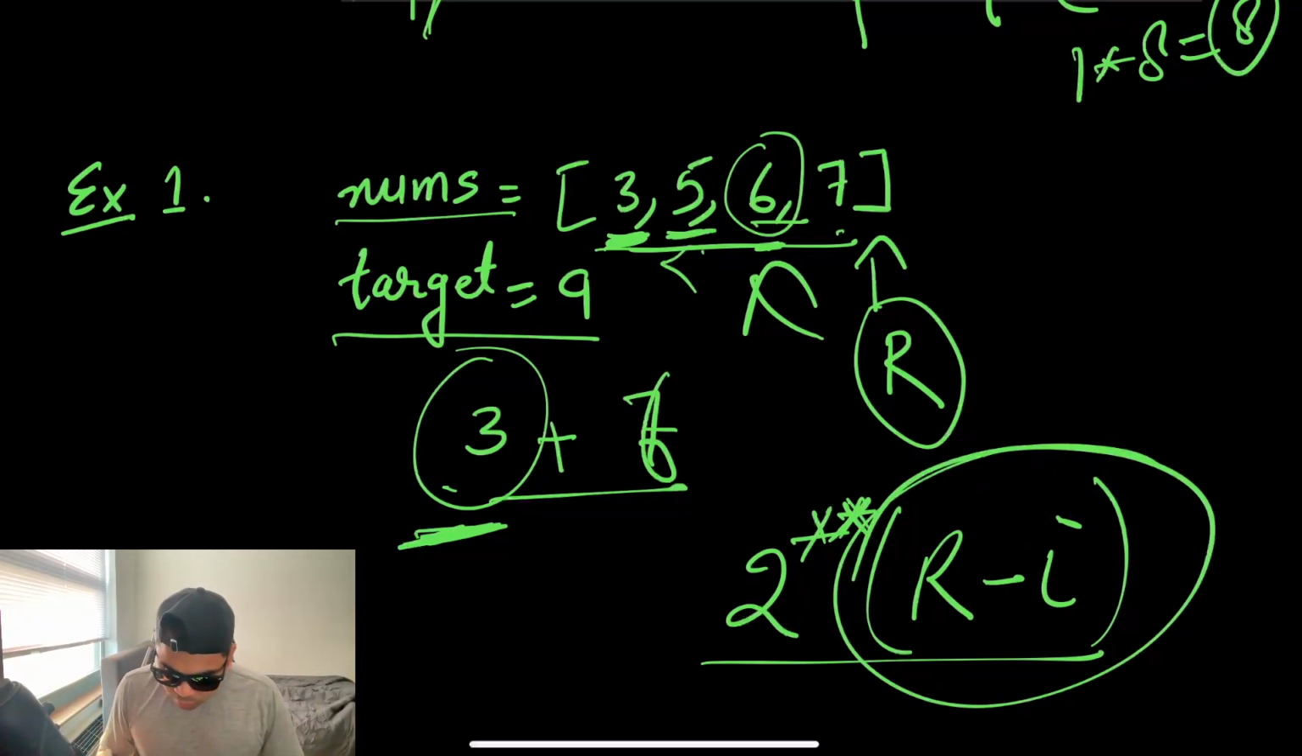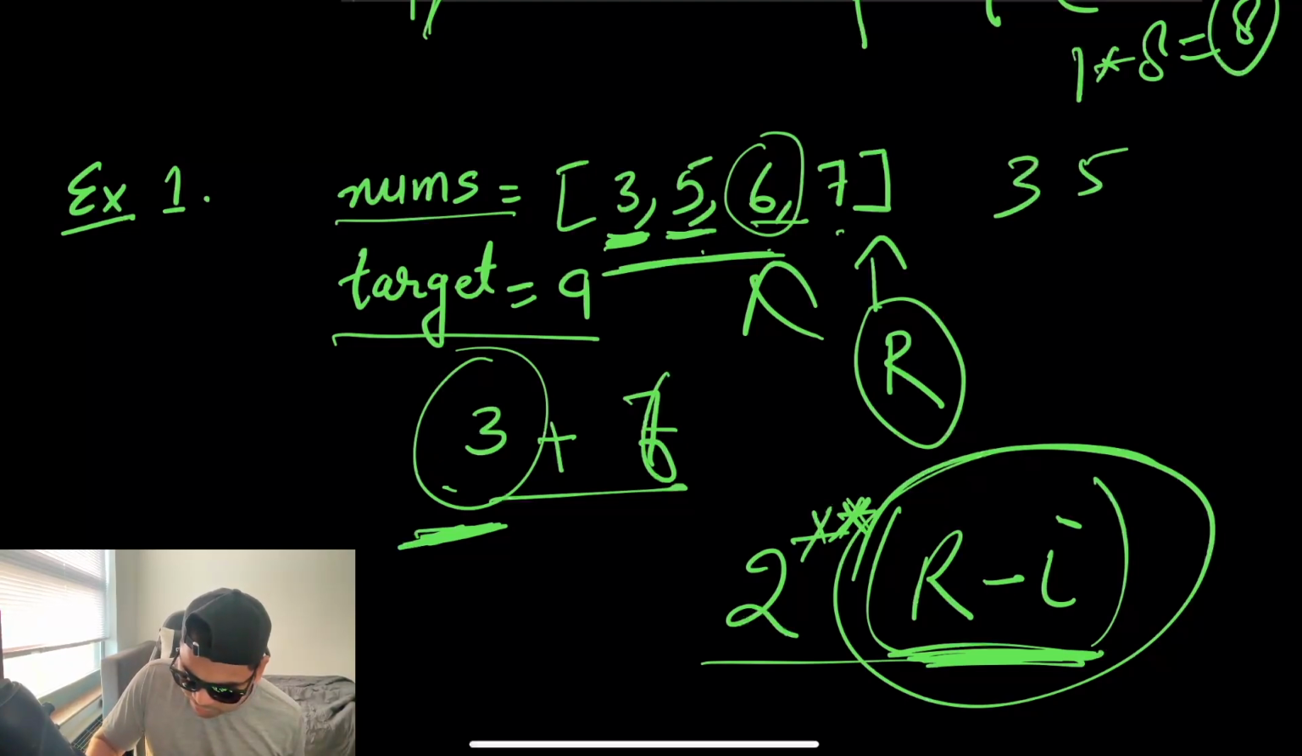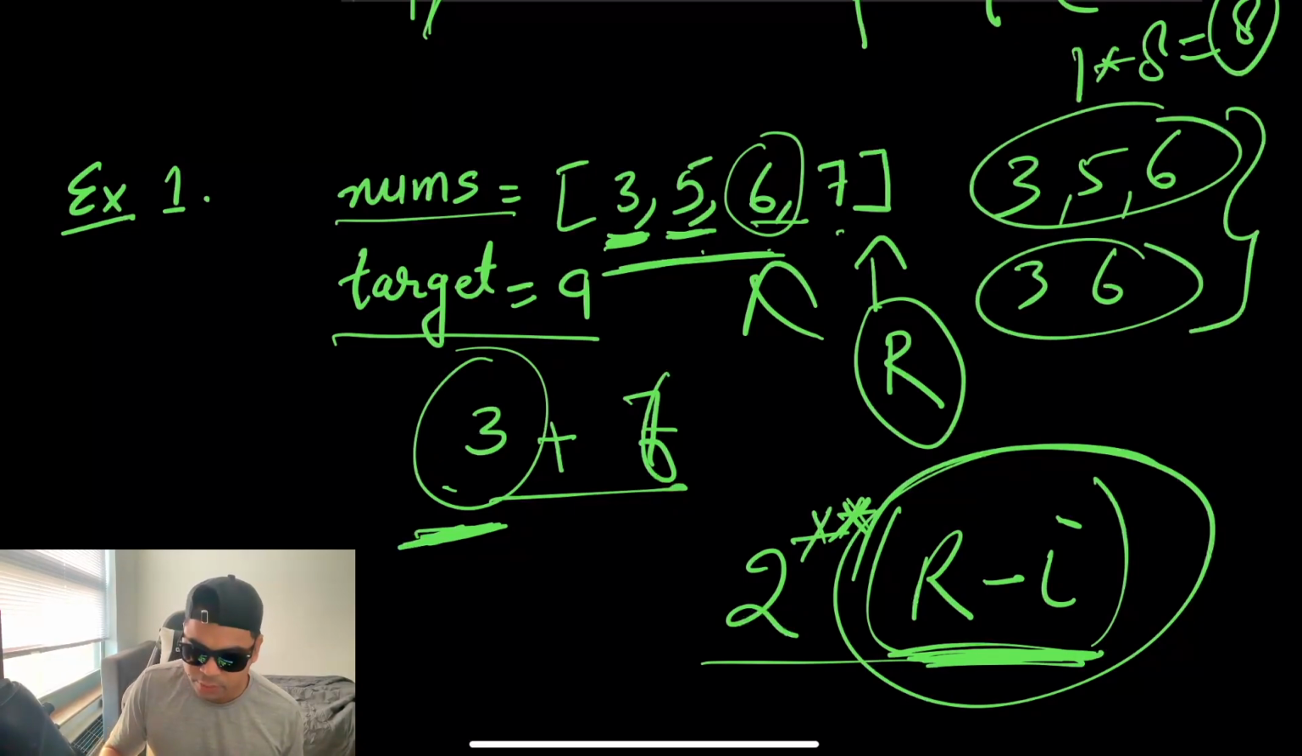So the reason I'm doing this: 2 to the power r minus i takes care of all the combinations that are going to happen between 3 and 6. So all those values, in this case it's 3 5 6 and 3 6. So this is one pair and this is the second pair. These 2 subsequences are considered, but there might be a case where a lot of values were present. In that case, this is what takes care of it.